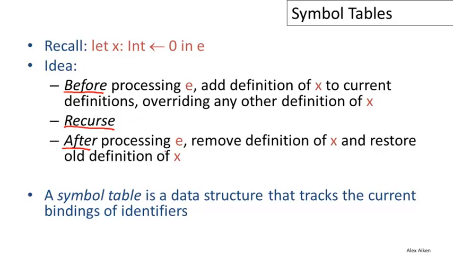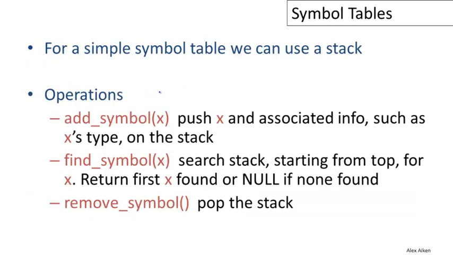We're going to process all of the abstract syntax tree nodes in the body of the let inside of E. And after we finish processing E, we're going to remove the definition of X and restore whatever old definition of X we had. And a symbol table is just a data structure that accomplishes these things. It tracks the current bindings of identifiers at each point in the abstract syntax tree.